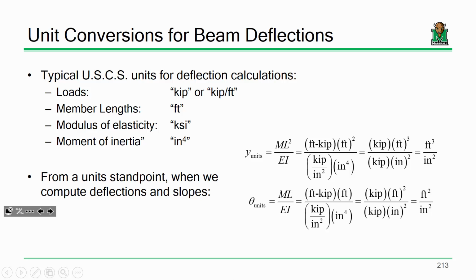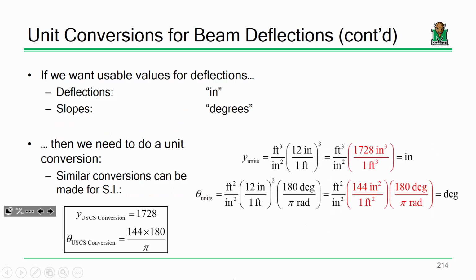It's more complicated in US units. When you plug in what I would call traditional units for deflection, your loads are going to be in kips probably, and your member lengths are going to be in something like feet, but your moments of inertia are going to be in inches to the fourth. Your modulus of elasticity is going to be in KSI. So when you plug that through, you get a mismatch in units, so you have to throw in a conversion factor.